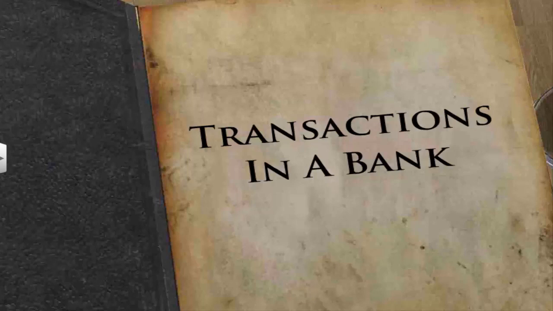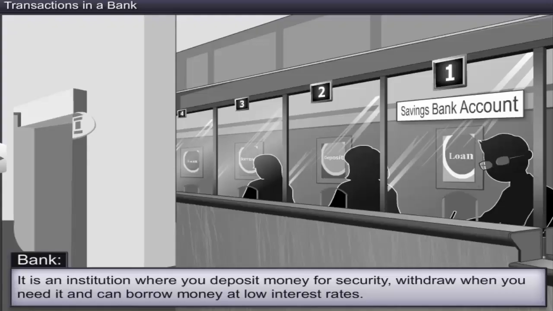In this module, you will learn about transactions in a bank. A bank is a financial institution where you deposit money for security, withdraw when you need it, and can borrow money at low interest rates.